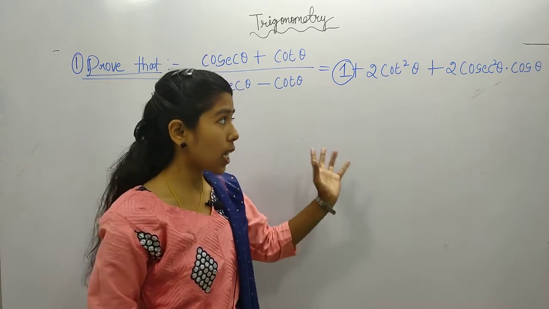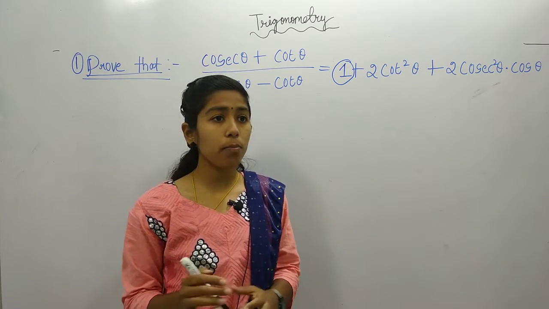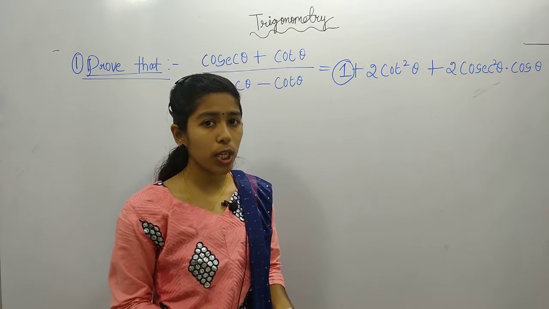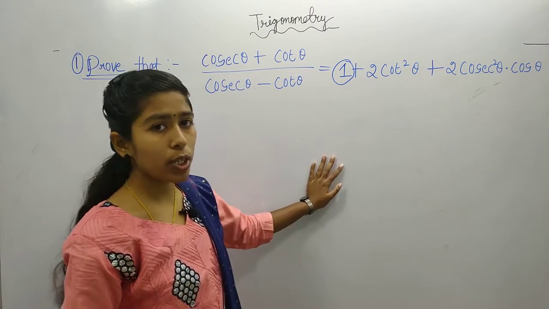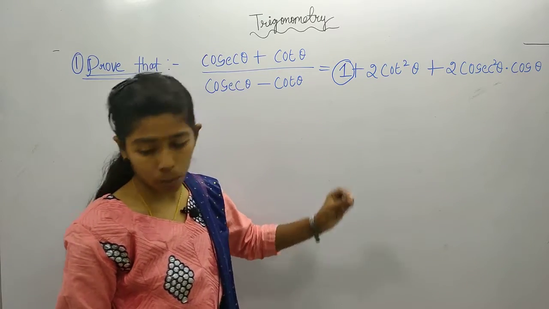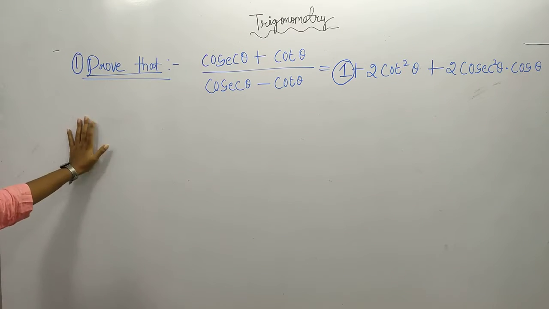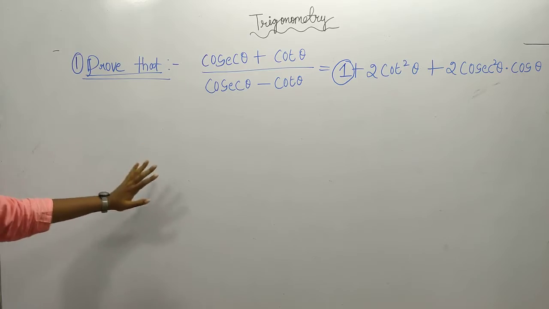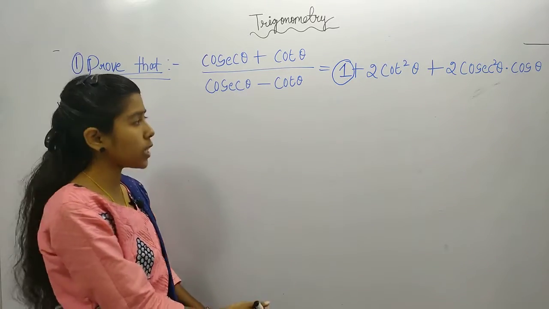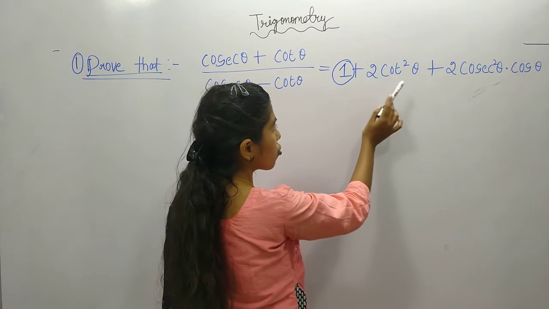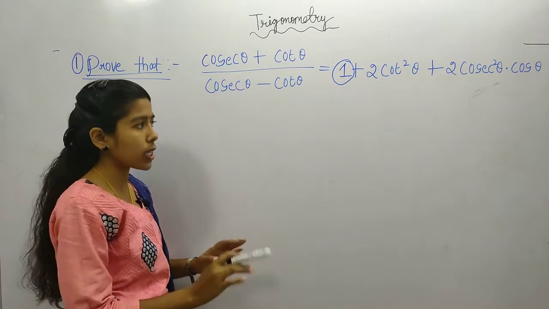So in the last class we learnt about some questions of trigonometry based upon triangle solution and also of angles. Today also we are going to solve some questions based upon trigonometry. Today our question is: prove that (cosec theta plus cot theta) by (cosec theta minus cot theta) equals 1 plus 2 cot square theta plus 2 cosec square theta into cos theta.